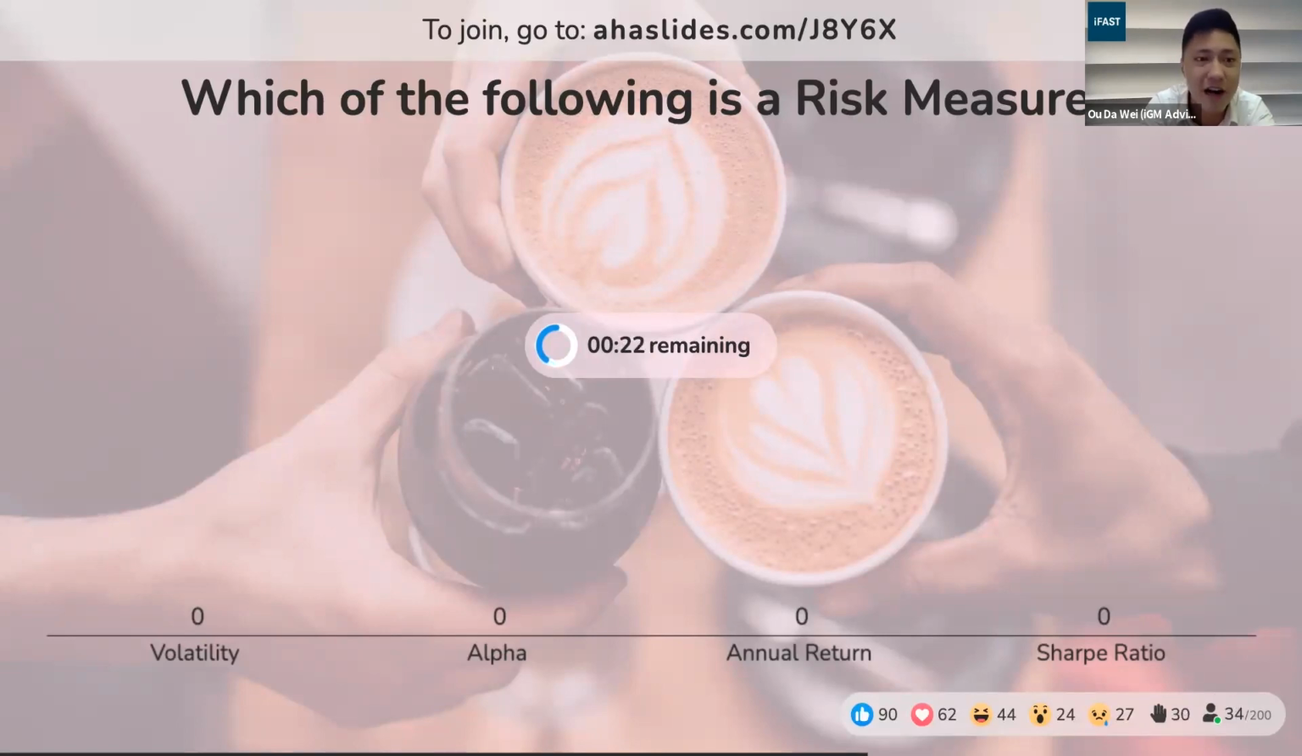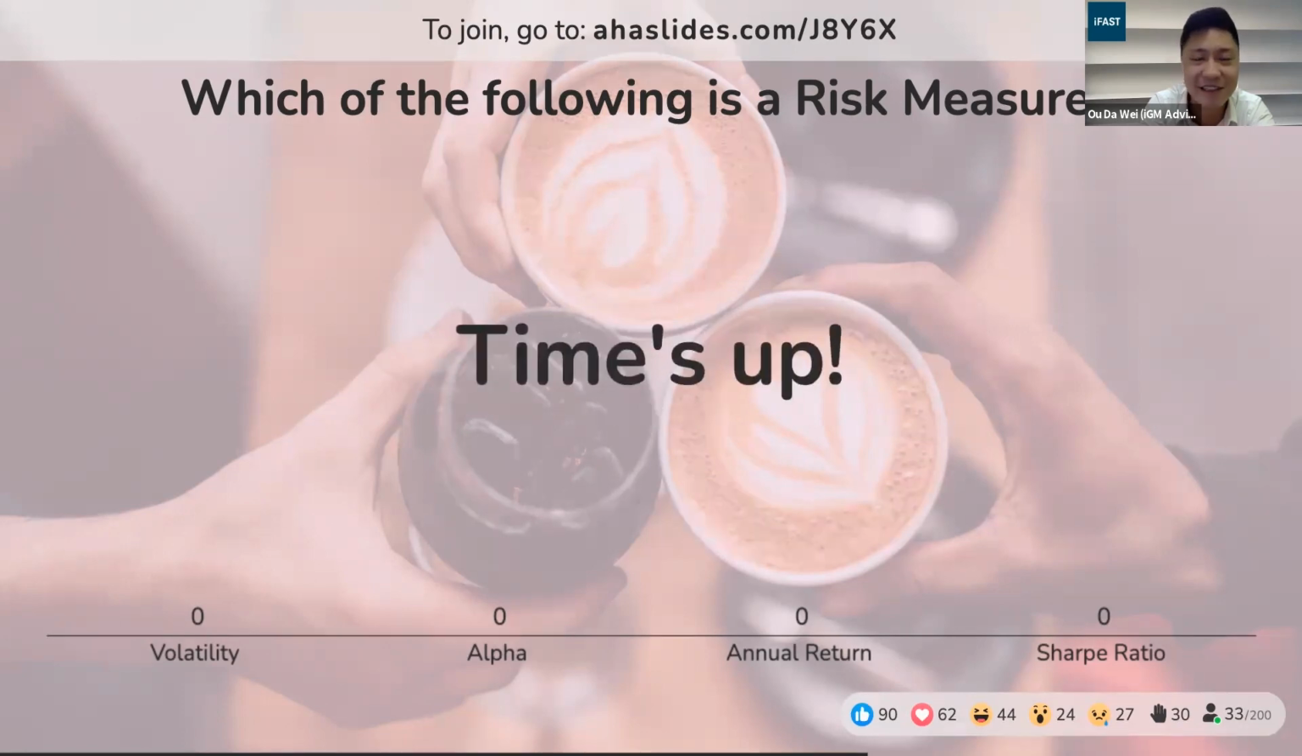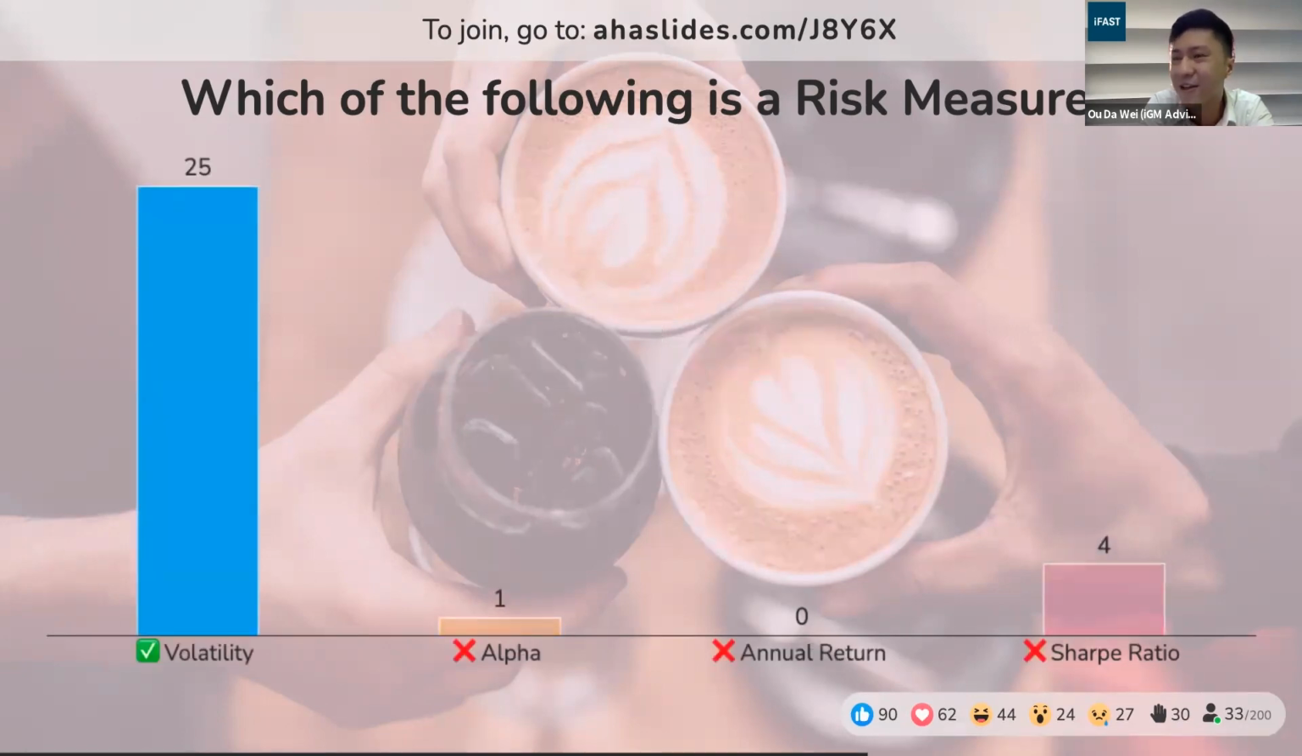Alpha, for those of us who are not familiar, is outperformance over the market. Is that a risk measure? Maybe. Sharpe ratio is a risk to return ratio. Okay, 2 seconds. The correct answer is volatility. Volatility is our risk measure.